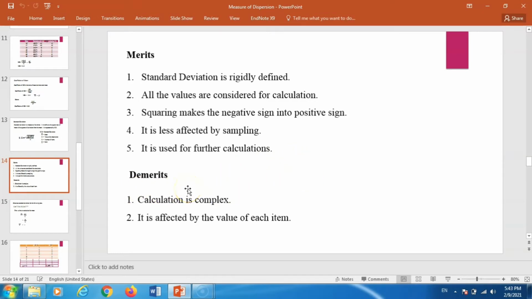Let us see the demerits. Number 1, calculation is complex, and number 2, it is affected by the value of each item.